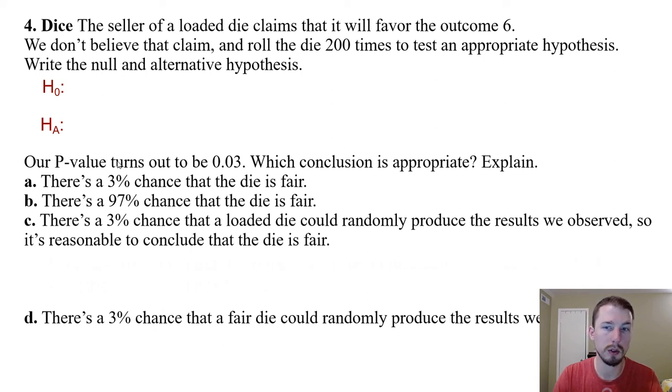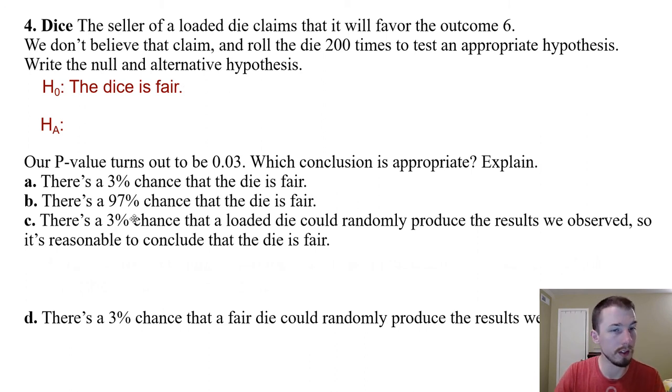So we're going to assume that it is a fair dice until we have enough evidence to suggest that it is actually going to favor 6, so that's a loaded dice. So our null hypothesis is that the dice is fair, so the proportion would be 1 out of 6, okay?